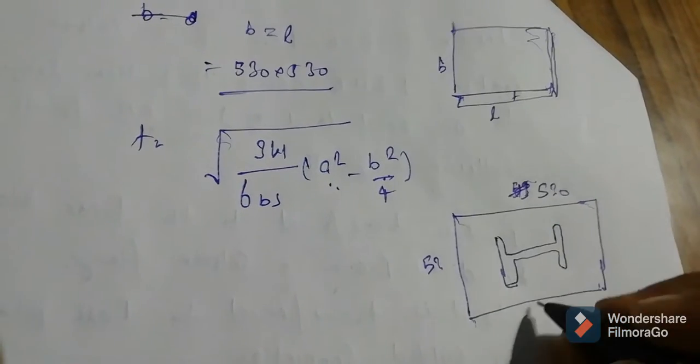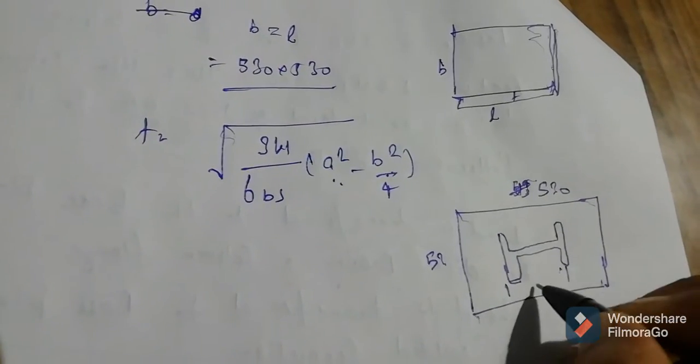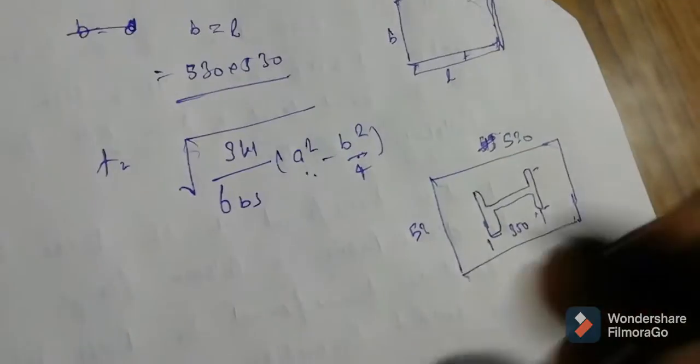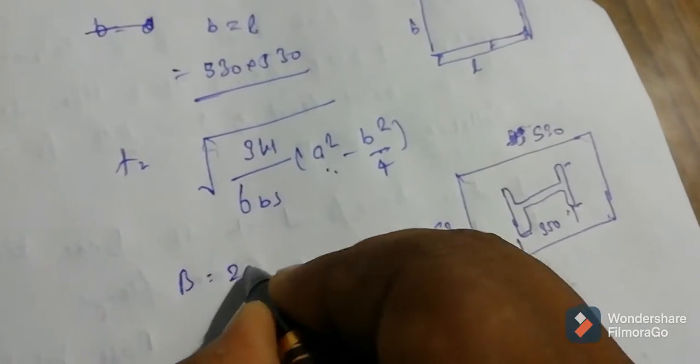See that this is your 350, and now from the table we can calculate the width of the flange. That's the width of the flange. If you go to the table, you can find b equal to 250.